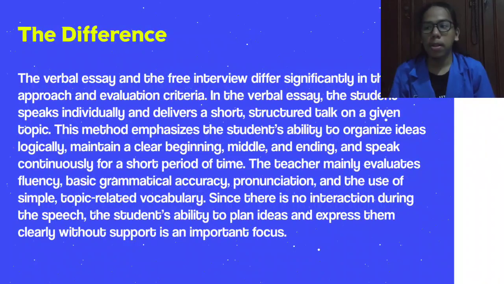Okay, so the verbal essay and the free interview differ significantly in their approach and evaluation criteria. In the verbal essay, the student speaks individually and delivers a short structured talk on a given topic. This method emphasizes the student's ability to organize ideas logically, maintain a clear beginning, middle, and ending, and speak continuously for a short period of time, and the use of simple topic-related vocabulary since there is no interaction during the speech. The student's ability to plan ideas and express them clearly without support is an important focus.